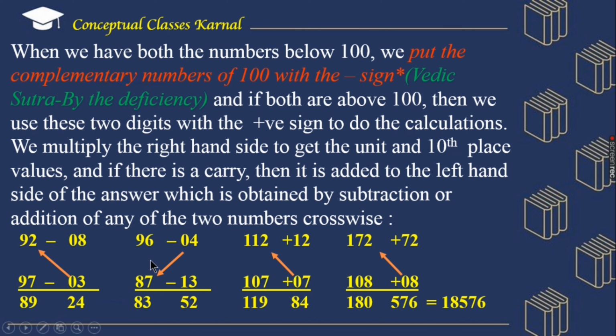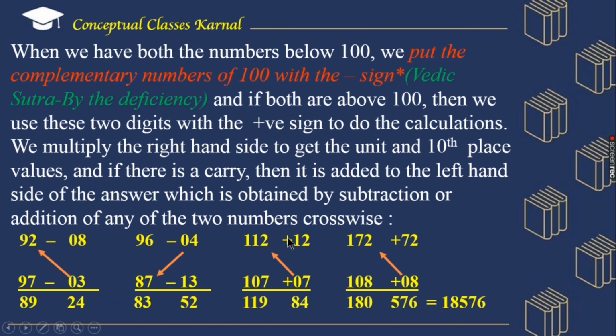Then let's try another number, 96 with 87. The complements are minus 04 and minus 13. We multiply these two to get plus 52. And for the left hand side, 87 minus 4 is 83. So the answer is 8352.